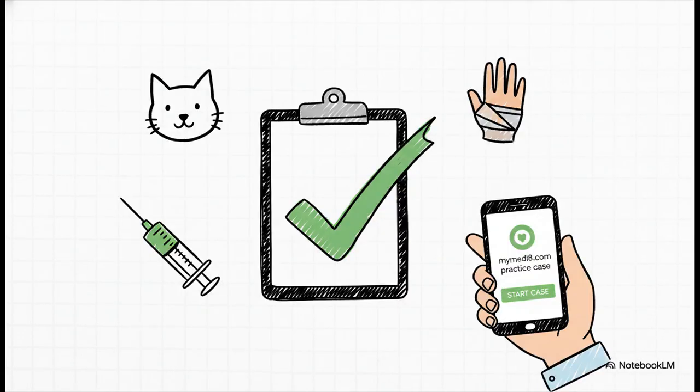And that wraps up our walkthrough of this cat bite case. The big takeaways are to have a clear structure, to think about the worst-case scenarios, and to always prioritize patient safety.